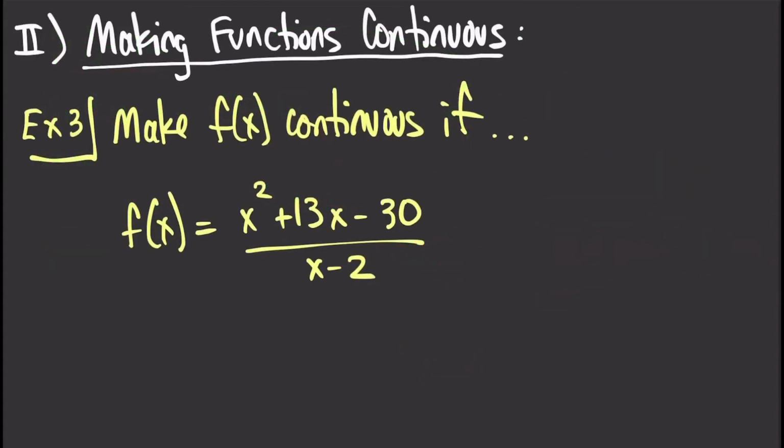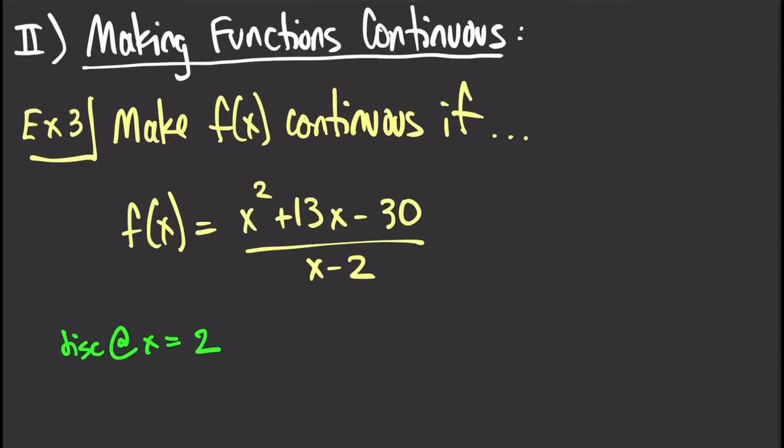The second part of today's lesson is making functions continuous. So in this example here, I want to make f of x continuous if f of x is x squared plus 13x minus 30 over x minus 2. Well, if I'm asking you to make something continuous, that means the original has discontinuity. Where does a function have discontinuity? Well, when I give you a rational expression, we're going to set the denominator equal to 0 for discontinuity. I think it's pretty obvious that if I take that denominator and set it equal to 0, I'm going to have discontinuity when x equals 2.